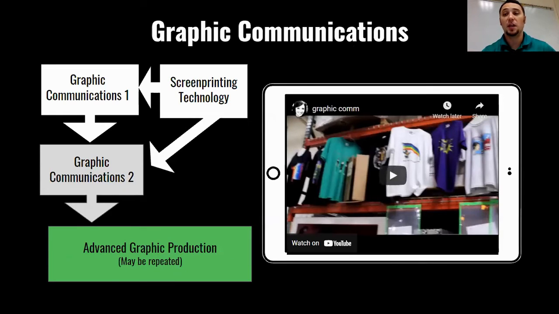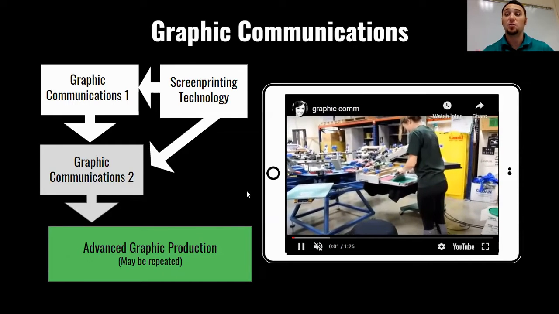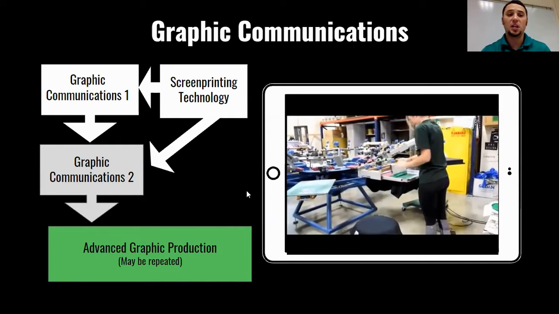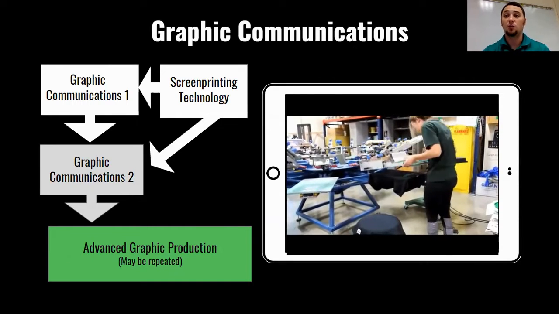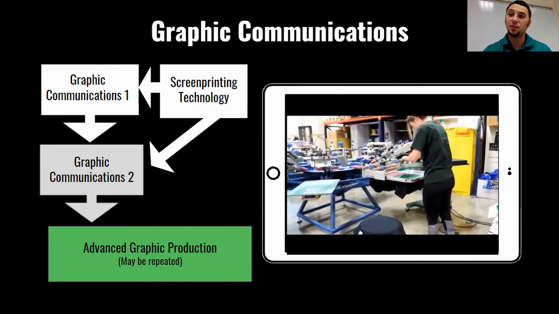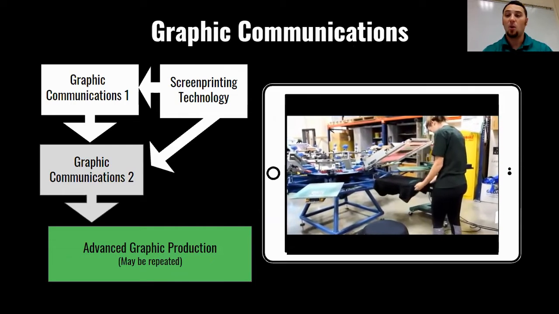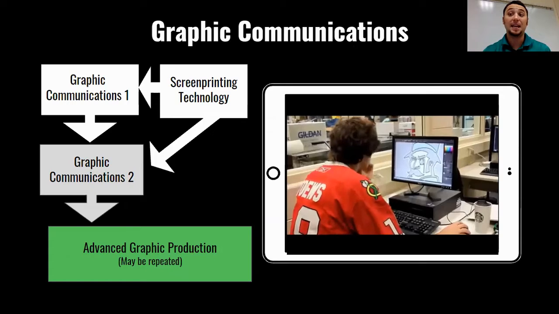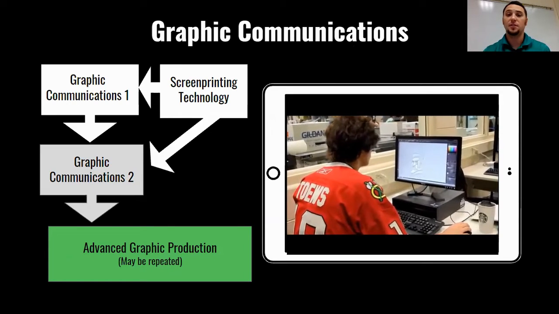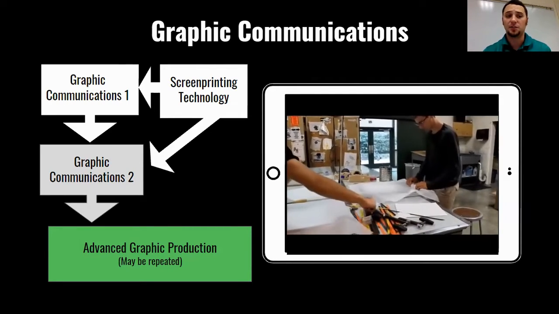Graphic communications, we have 2 classes in the beginning part of the sequence, Graphic Communications 1 and Screen Printing. In Graphic Communications 1, you're going to learn how to use Photoshop, Illustrator, and InDesign to create t-shirts, posters, vinyl stickers, package designs, all kinds of cool stuff like that. Screen printing is going to show you how to design and actually print t-shirts, sweatshirts, pants, all kinds of stuff like that in the garment industry.